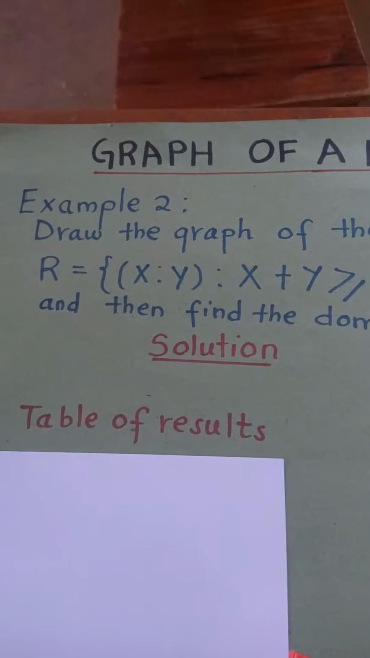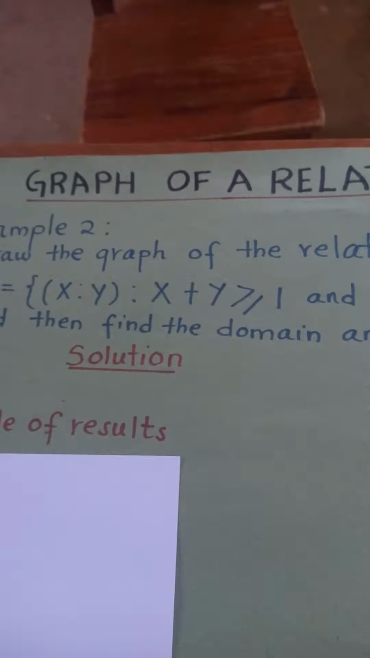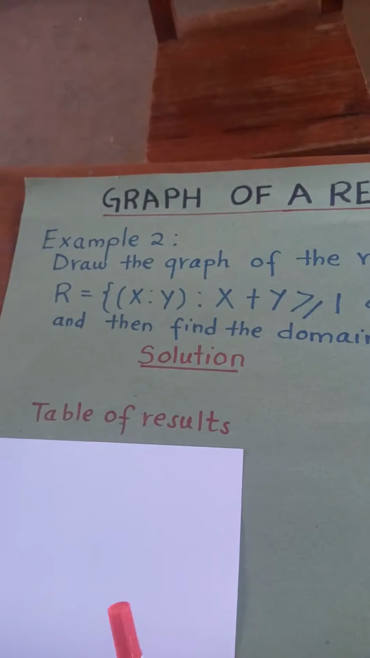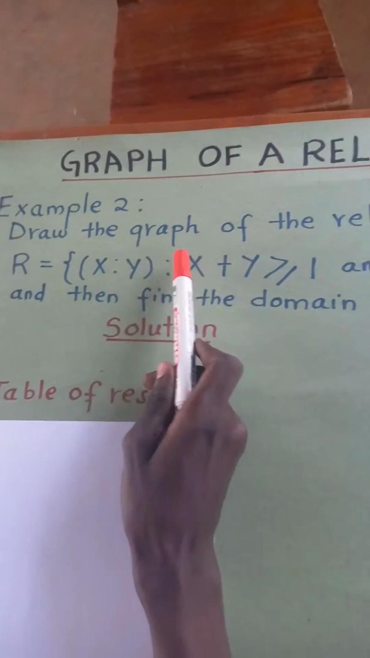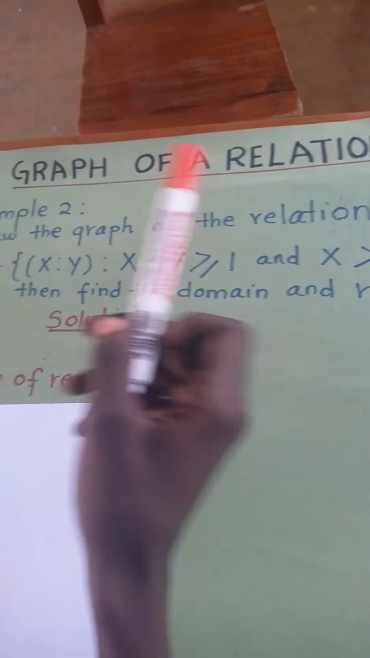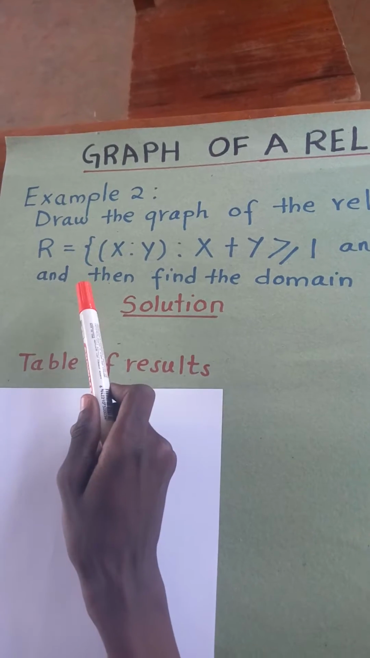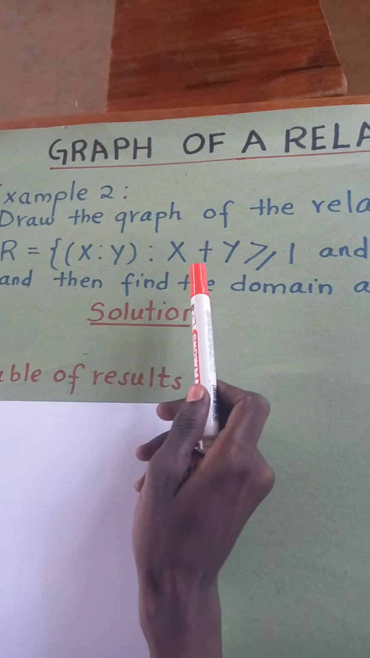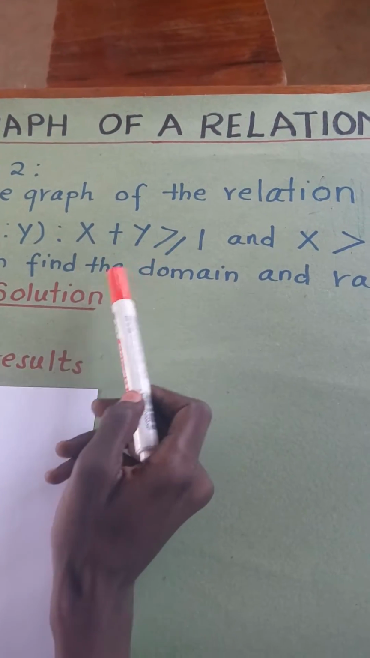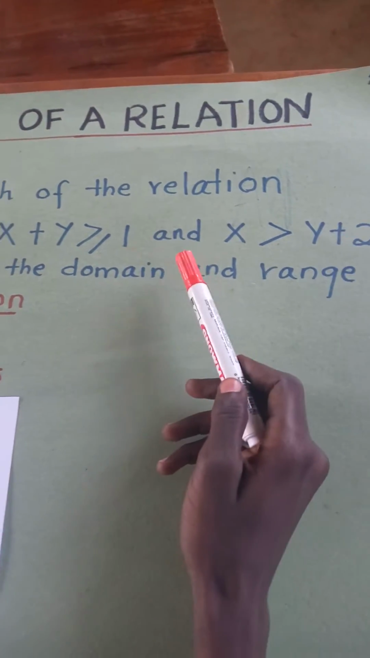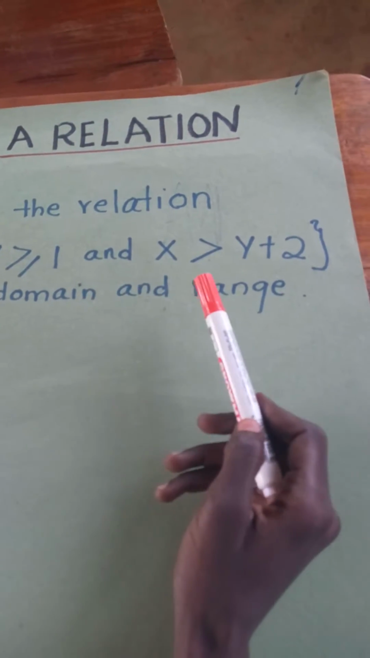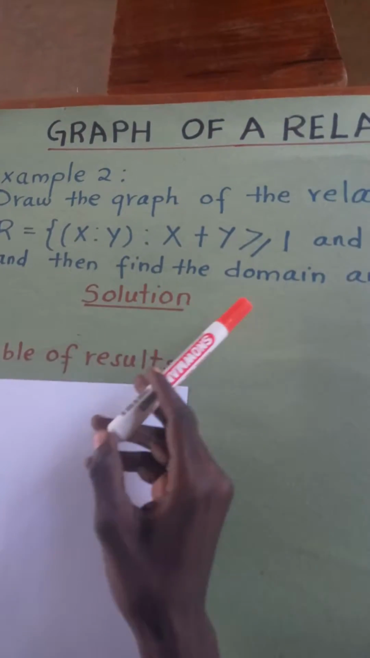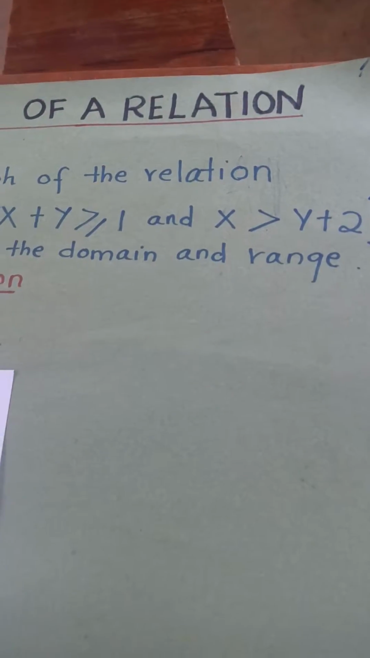Okay, dear students, let's see how to solve some graphs of a relation. Example number 2. Draw the graph of the relation R, defining the set of all ordered pairs (x, y) such that x plus y is greater than or equal to 1, and x is greater than y plus 2. And then find the domain and range.